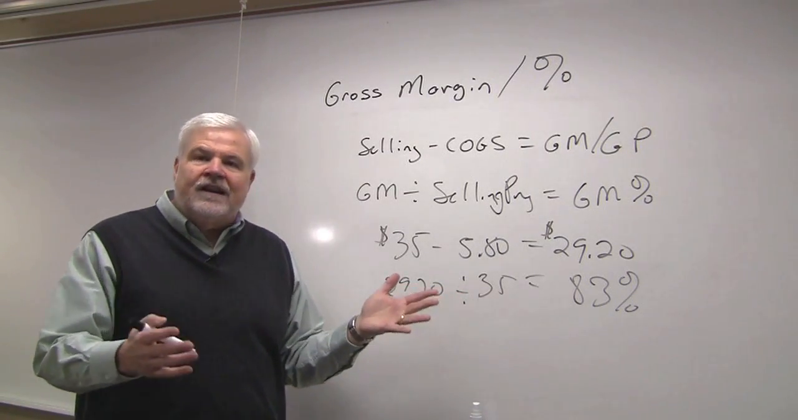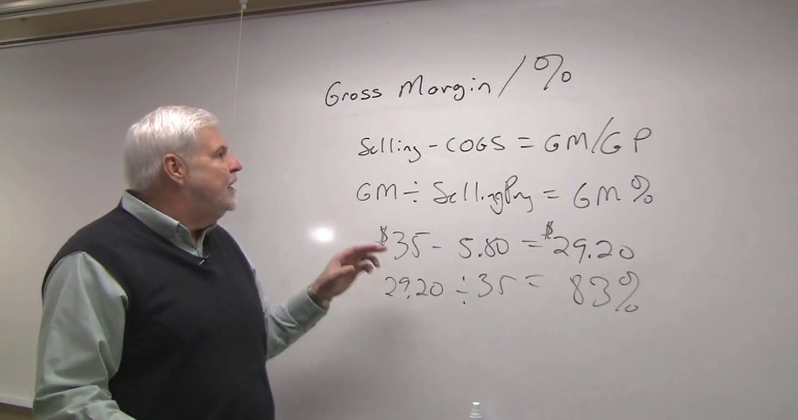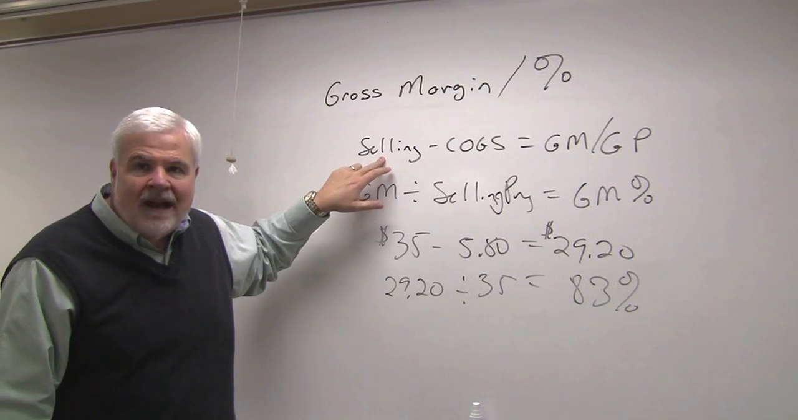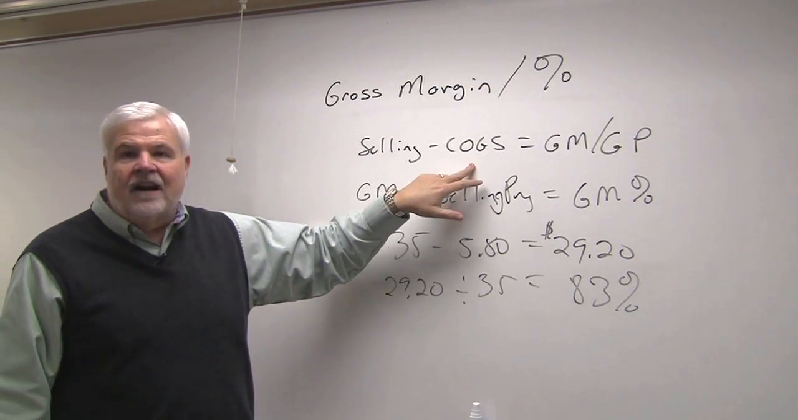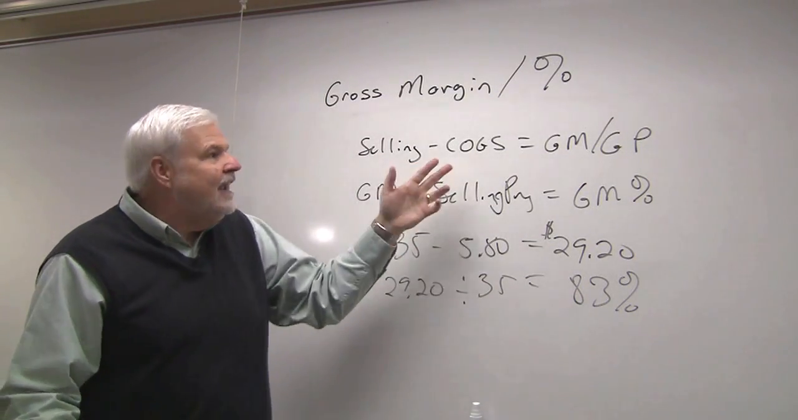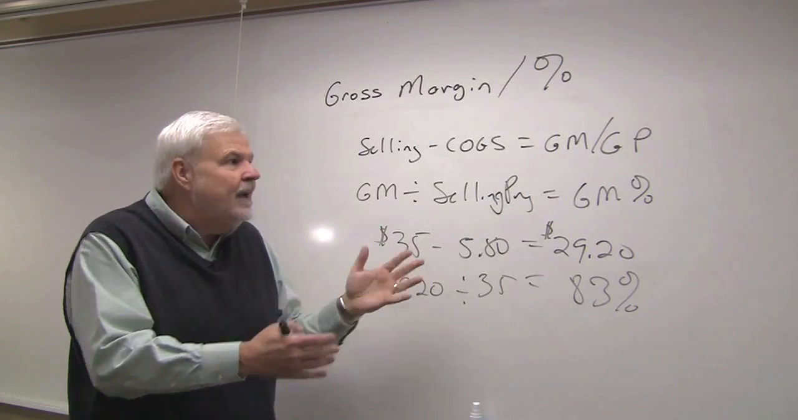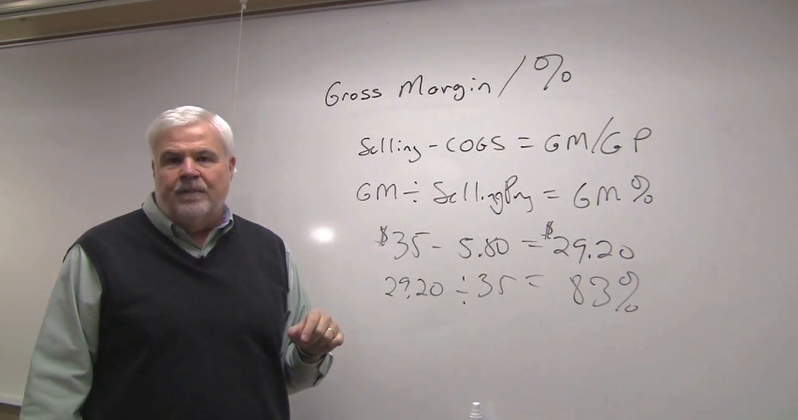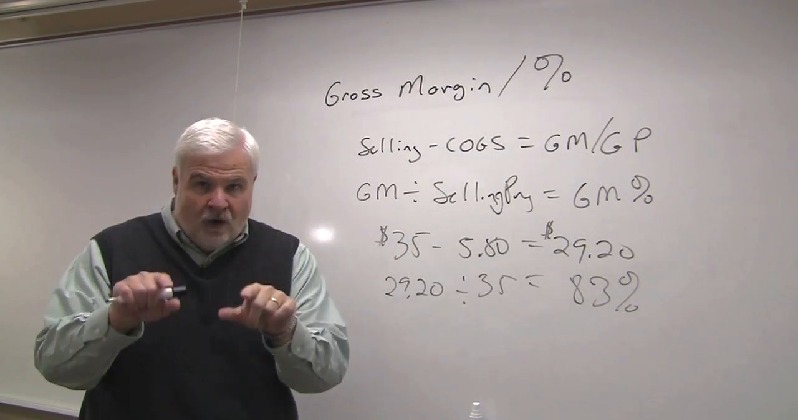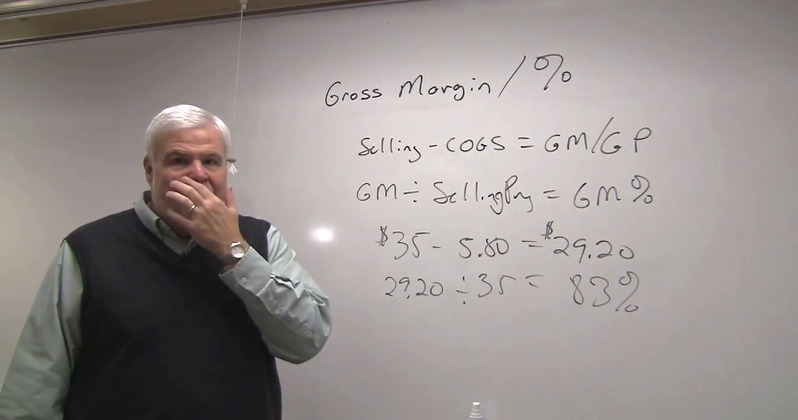So what happens if you're a consultant? Consultants are a little bit different. Let's say they charge $100 an hour. What is their cost of goods in $100 an hour? Well, there really isn't any. They get the whole $100, so the gross margin is really 100%. So it depends, but for your individual business, you've got to know this.